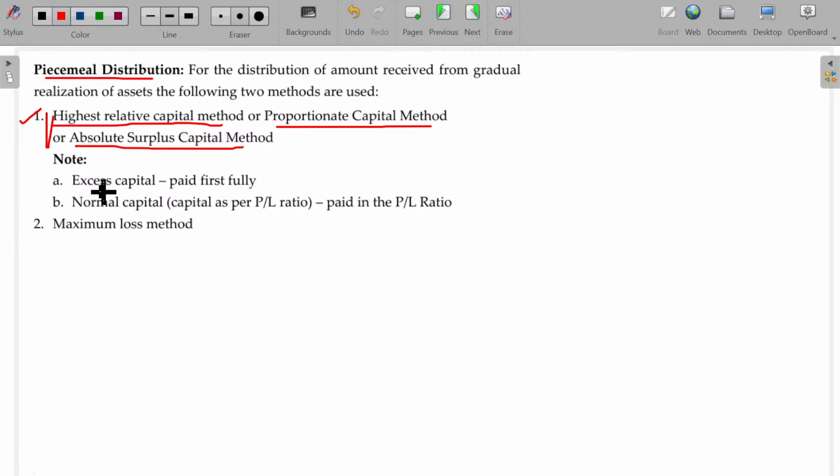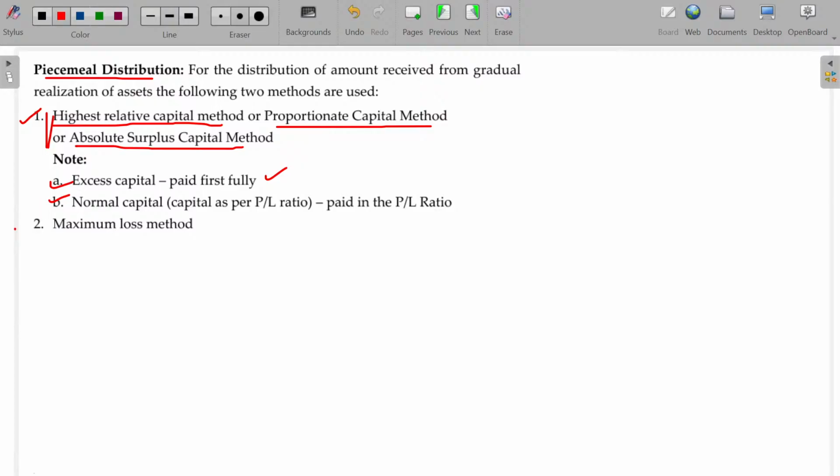In that case, excess capital is paid first, fully. The partner who has invested more capital compared to what their sharing ratio entitles them to will be paid off first of all. After that, their capital ratio and P&L ratios are equal. Thereafter, all three partners are eligible, as per their P&L ratio, to get any surplus amount realized. Clear? This is called the capital proportionate method.